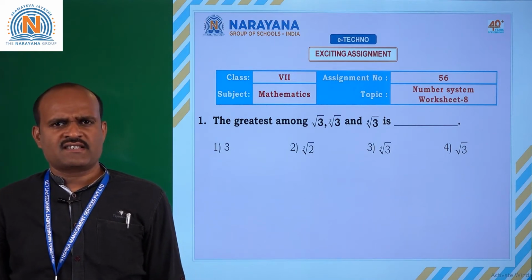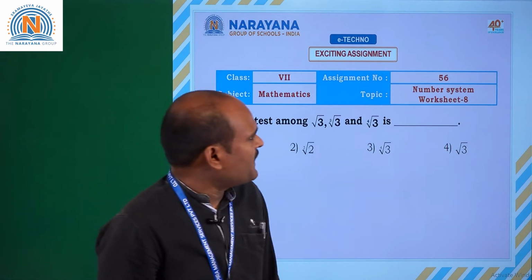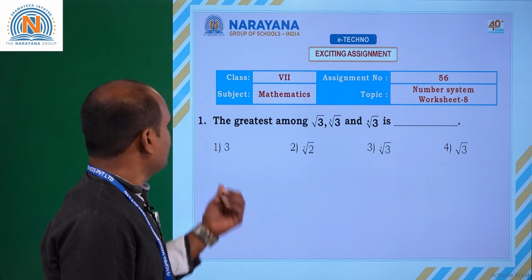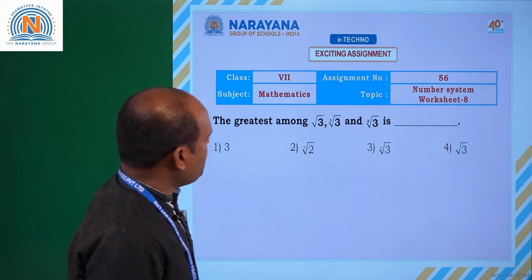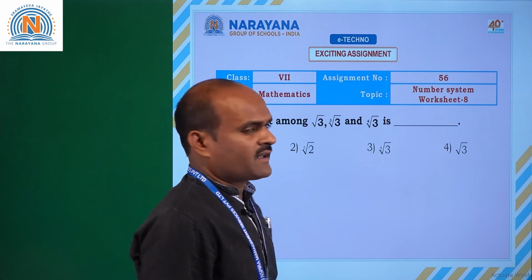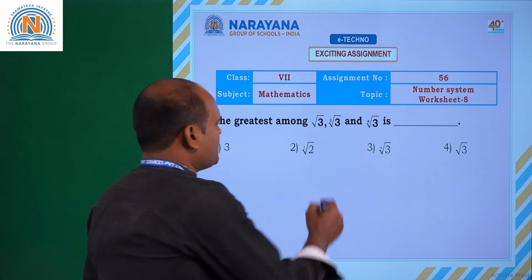Today we are discussing 7th class mathematics assignment number 56 related to the topic number system. Right, here is the first question. The greatest among root 3, cube root 3 and fourth root 3. Right, how to find which one is the greatest?